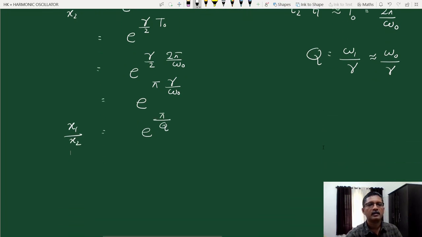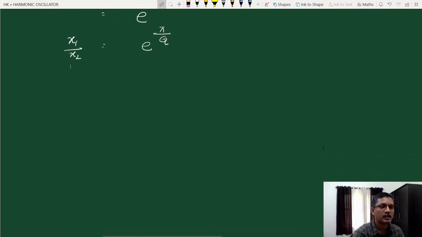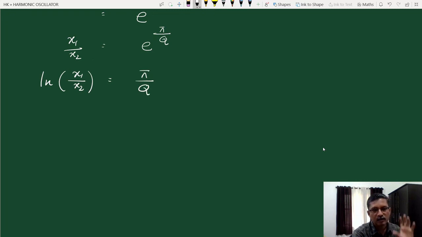Now take the natural logarithm on both sides. Therefore, the natural logarithm of x1 by x2 is pi by Q. And this natural logarithm of the ratio of amplitudes of successive displacements is called the logarithmic decrement, delta. So delta is pi by Q.